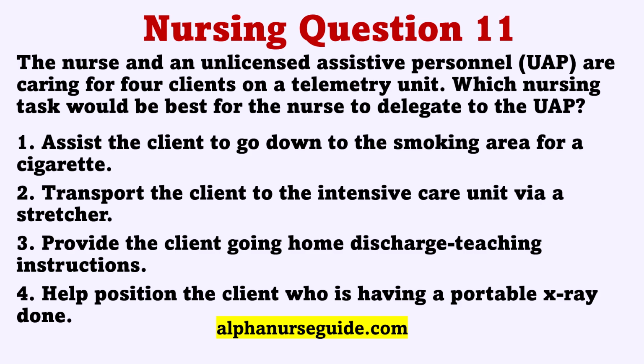The correct answer is 4. Help position the client who is having a portable X-ray done. The UAP can assist the X-ray technician in positioning the client for the portable X-ray. This does not require clinical judgment. Allowing the UAP to take a client down to smoke is not supportive of the medical treatment regimen that discourages smoking. The client going to the ICU would be unstable, and the nurse should not delegate to a UAP any nursing task that involves an unstable client. The nurse cannot delegate teaching.